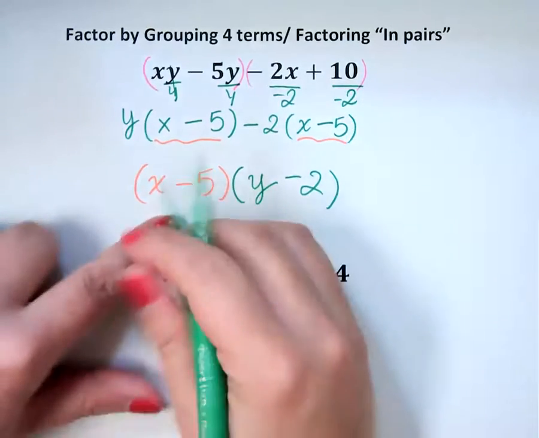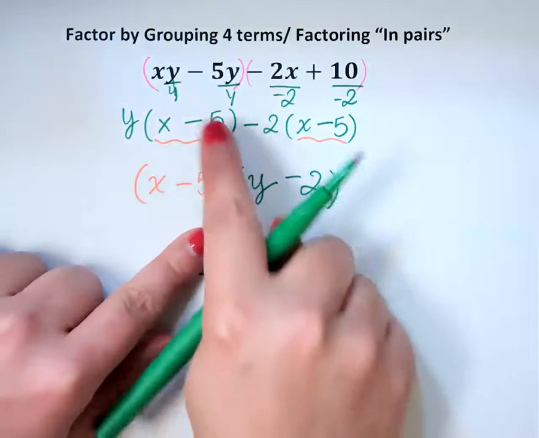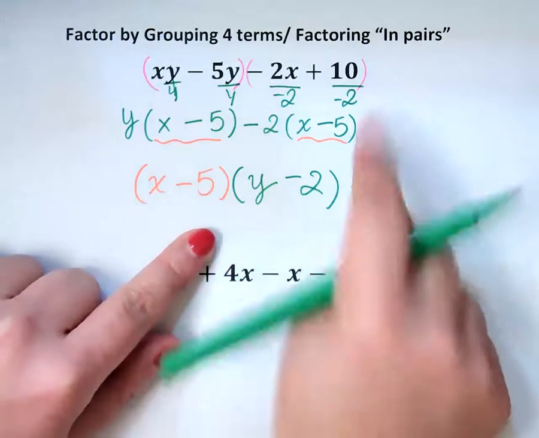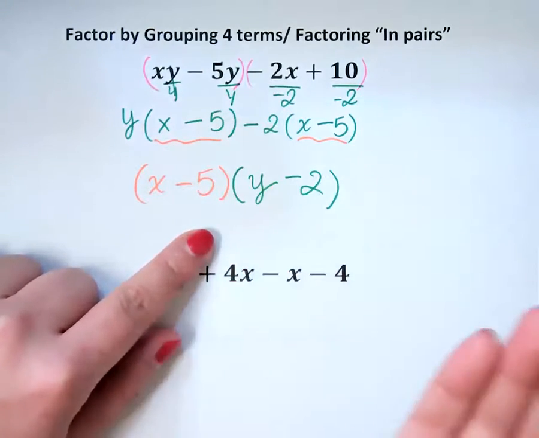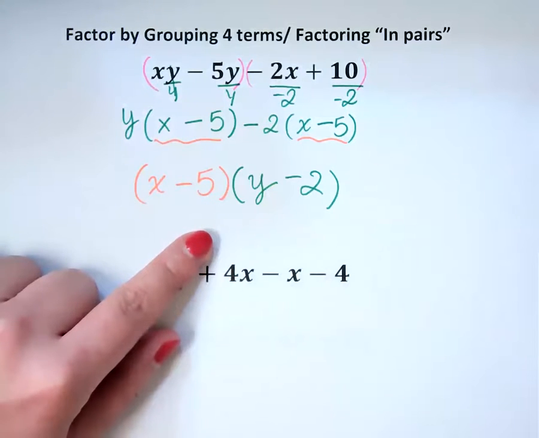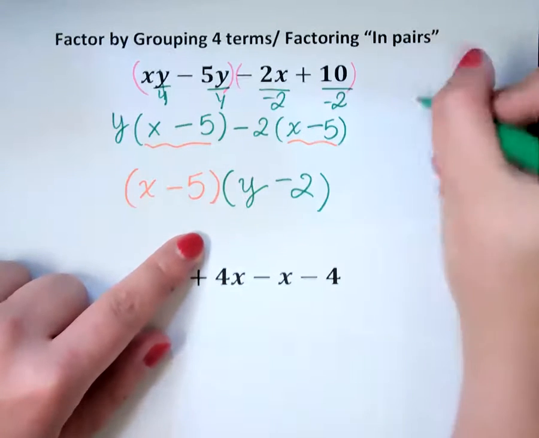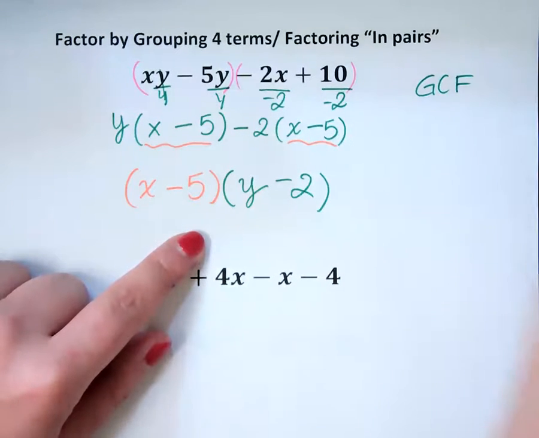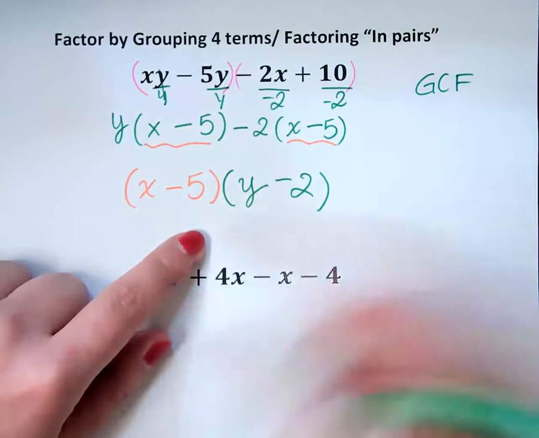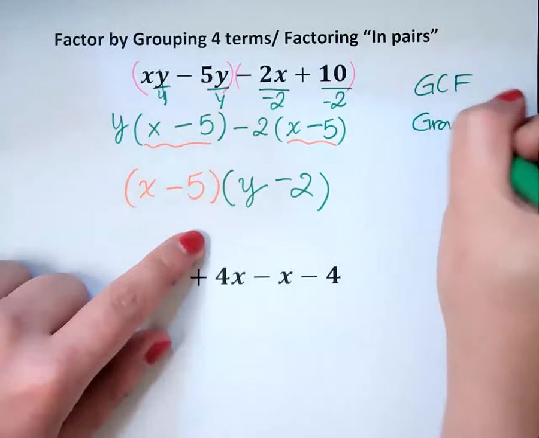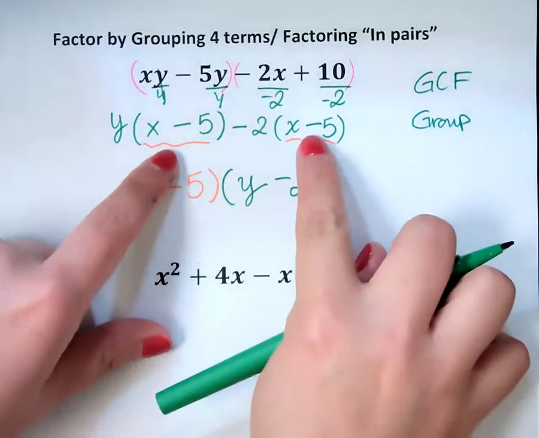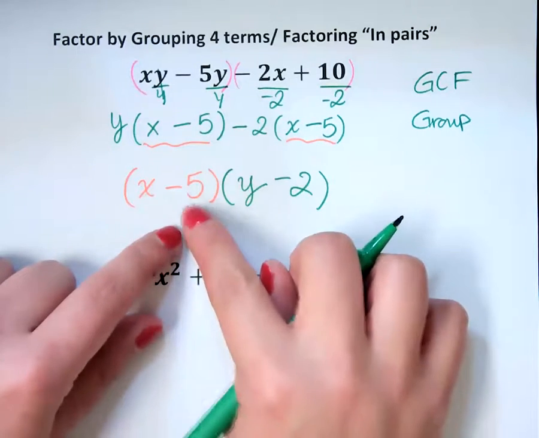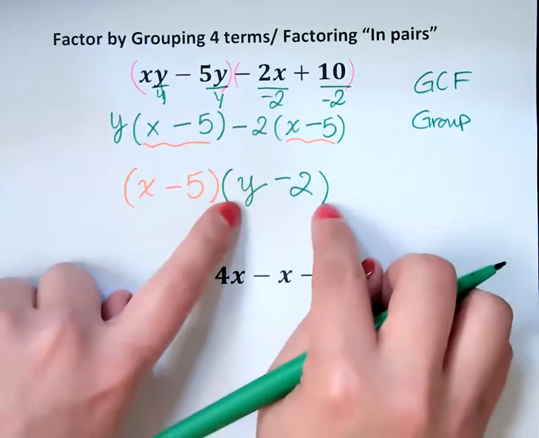Okay, so we have just factored the four terms using factoring in pairs, or in other words, factor by grouping. You take out a GCF from each pair and then you group. You group the ones that have the same factor together, and then you take out whatever doesn't share.